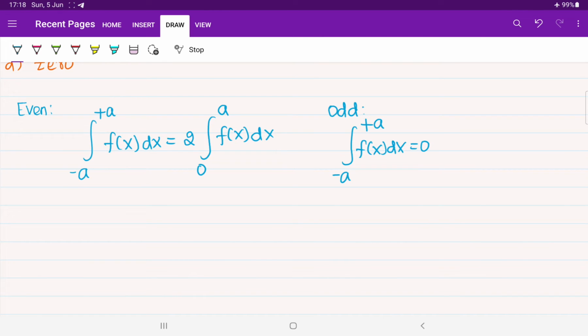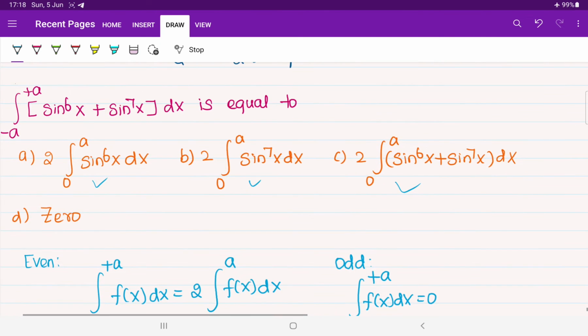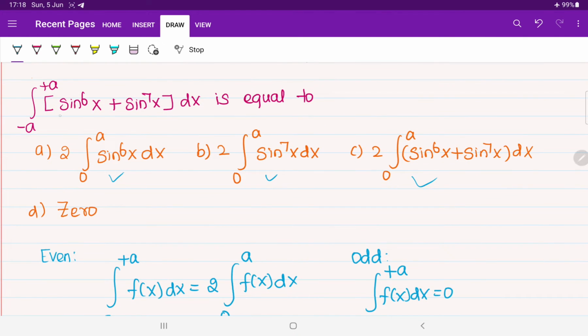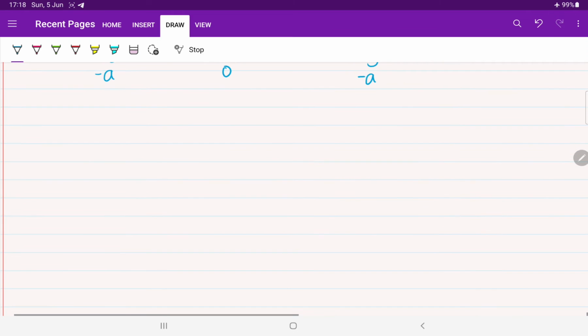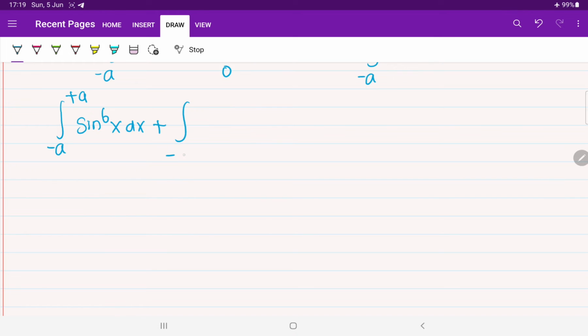I hope you understood this. These things we already saw. Now according to this theorem, if you observe the given function, they have given two functions: sine power 6x, plus sine power 7x. So the integral can be broken into two: from minus a to plus a of sine power 6x dx, plus from minus a to plus a of sine power 7x dx, separately.